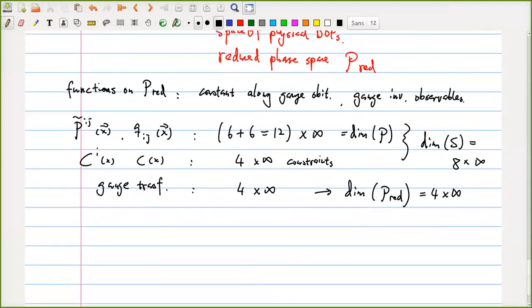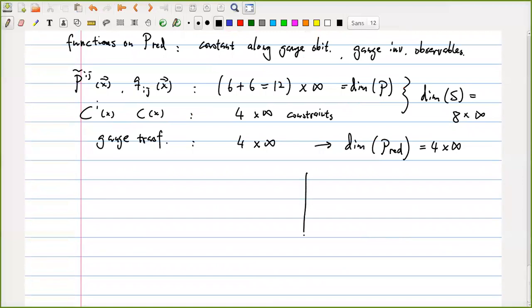Okay, so you can draw a diagram. The reduced phase space is also a phase space. You can find certain position variables and momentum variables, and you must have the same number of position and momentum. The position variables are 2 times infinity in number, and there are 2 times infinity momentum variables. So you have the same number of positions as momenta.